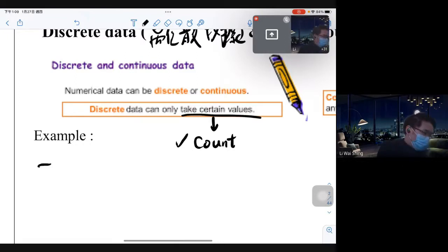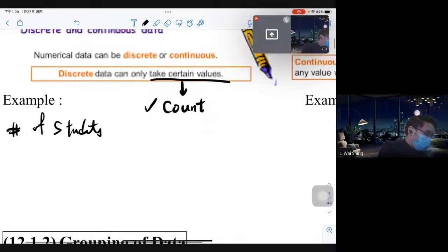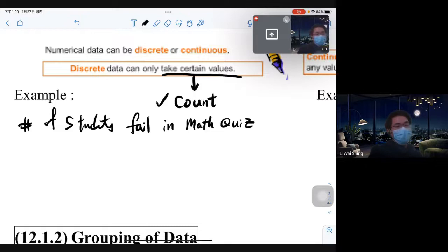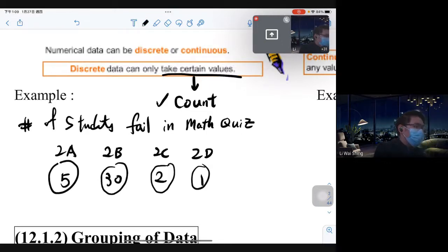For example, number of students fail in math quiz. For example, okay, in 2A, you got 5 students. In 2B, we got 30 students. In 2C, we got 2. In 2D, we got 1 and no 2E. Okay, for example, like this. You can count the students one by one. Then we call this kind of data discrete data.